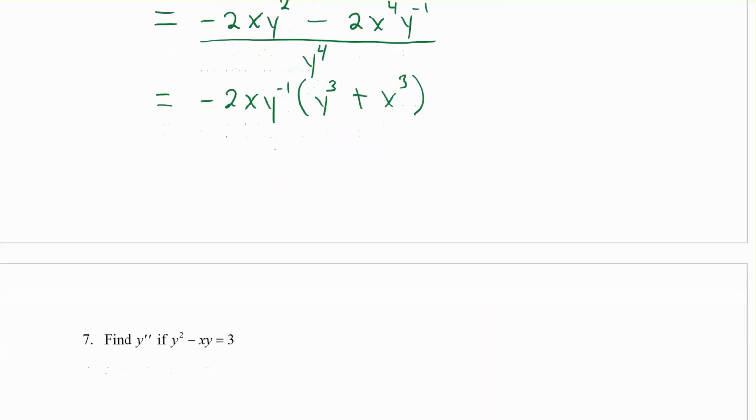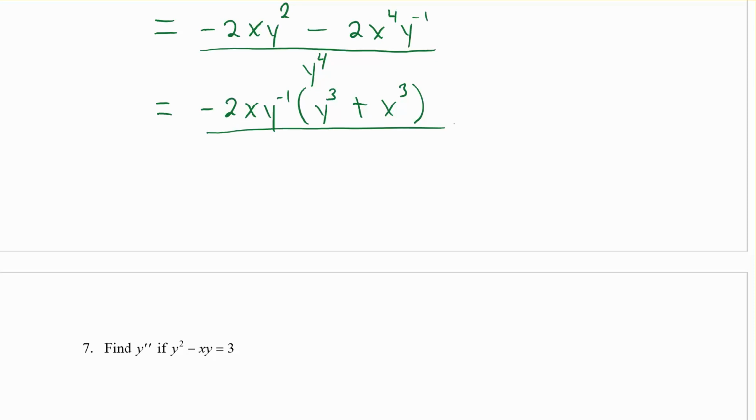And the reason why I did that, actually let's put this all over y to the 4th. I'll do one more sneaky little move: y to the negative 1, that can go down, right? That's really saying y to the negative 1 goes to the bottom. So I'm going to rewrite this again as negative 2x times y to the 3 plus x to the 3, all over, now I have an extra y, so y to the 5.